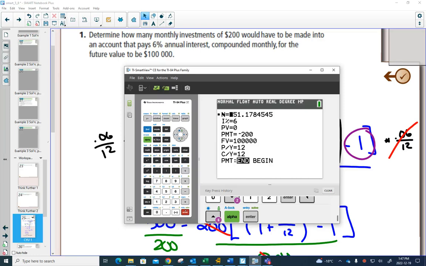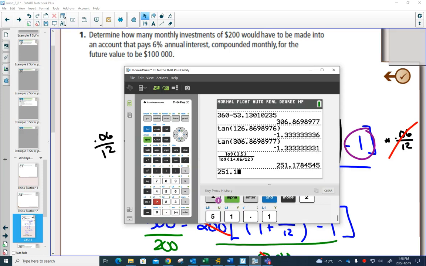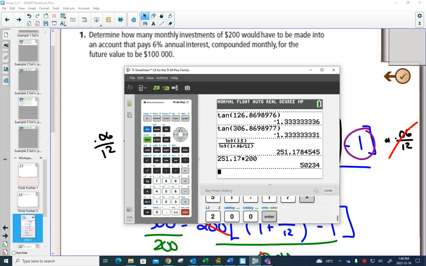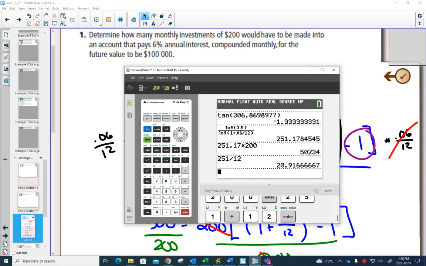Also, what is interesting in this situation, how much did this $100,000 cost you? You put in 251.17 payments. How much were each of our payments? $200. You got $100,000 for $50,000. That's a pretty good deal. It took 21 years. That's the bad part. If you have patience problems, then that's the bad part.